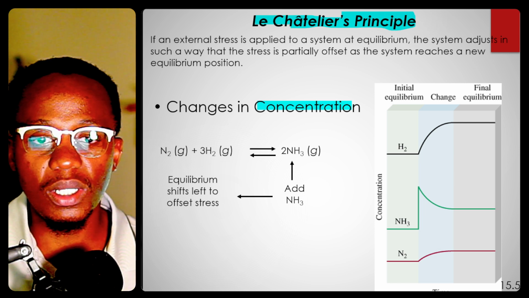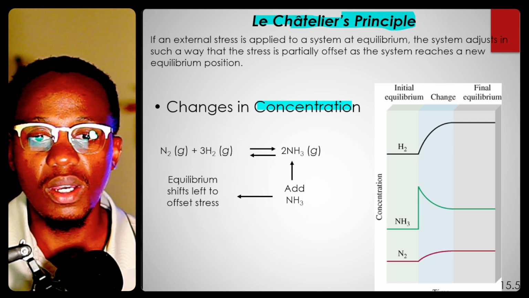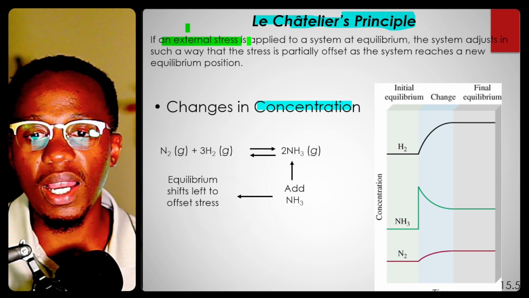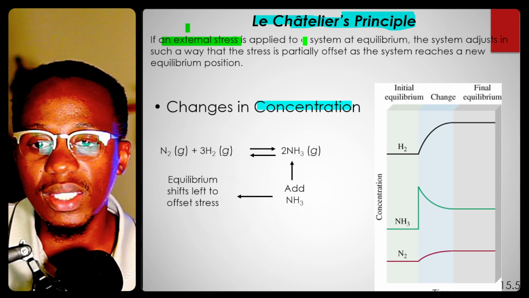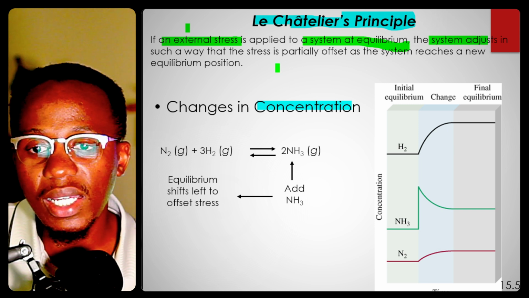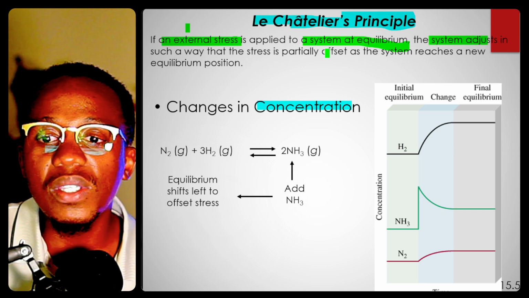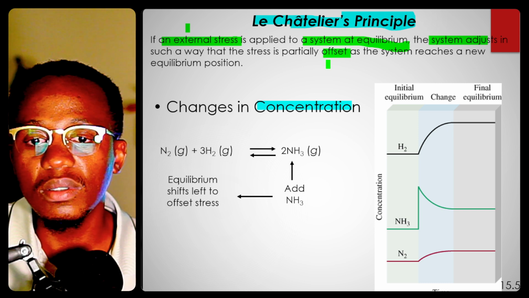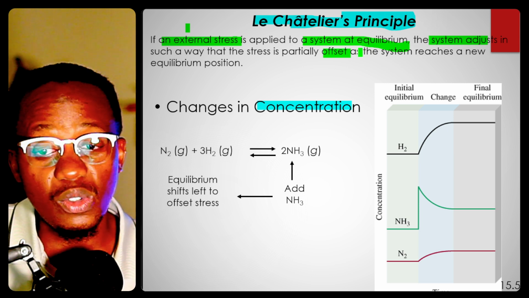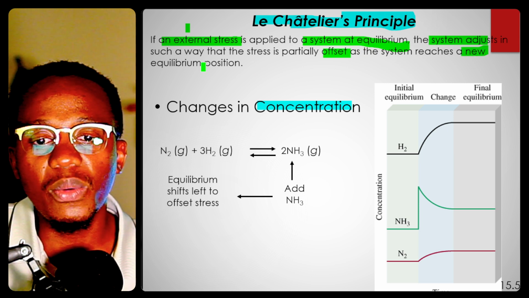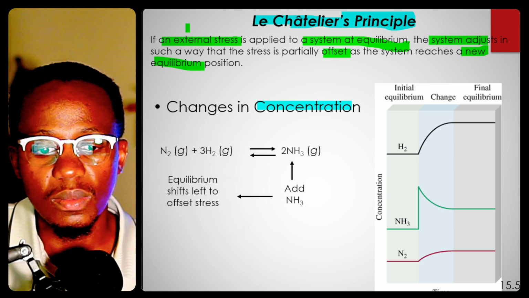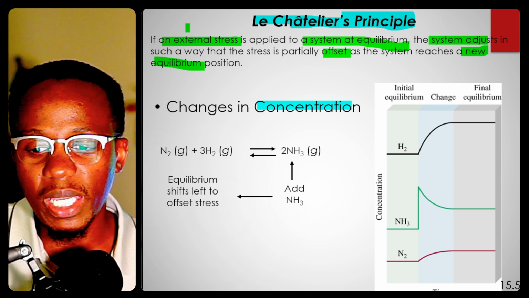And this is Le Chatelier's principle, the one that we're going to be using. It says that if an external stress is applied to a system at equilibrium, the system will adjust in a way to offset that stress to reach a new equilibrium position, right?